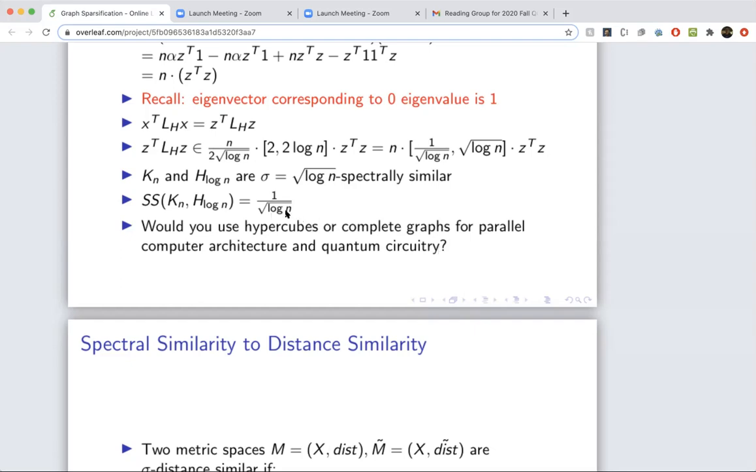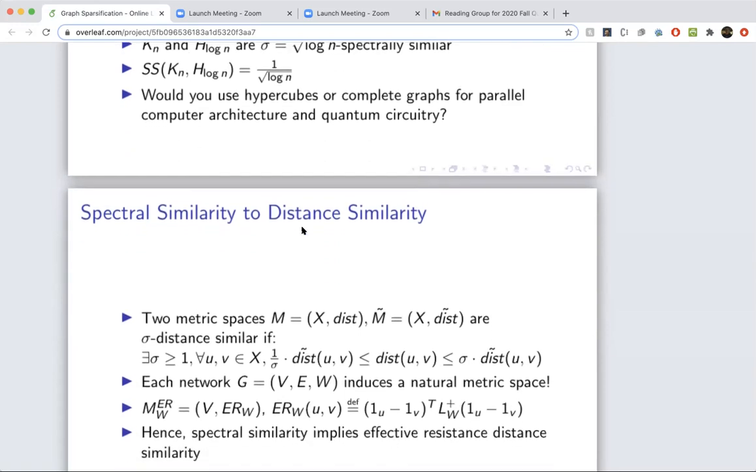And we see here that the hypercube has 1 over square root log n spectral similarity to the complete graph, so it's a really ideal candidate. And you might be thinking, well, with a lot of qubits, with a lot of nodes in your parallel computer architecture, the spectral similarity decreases, which is true, but it's a lot better than 1 over n to the 4 or 1 over n squared. It decreases a lot more slowly.